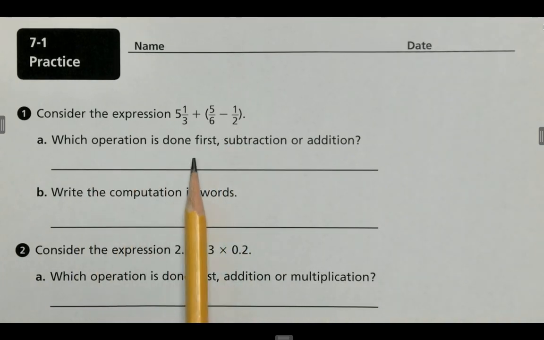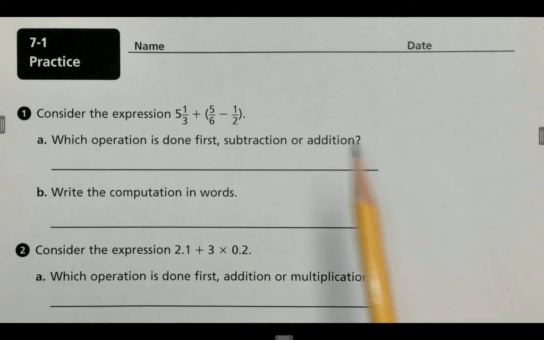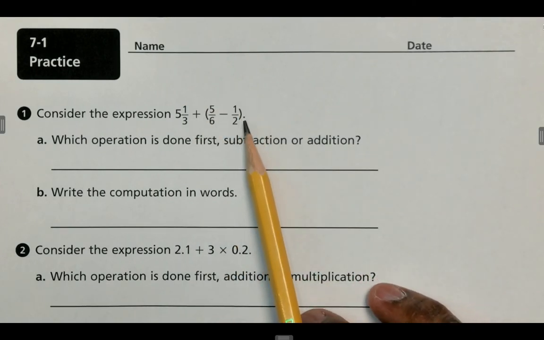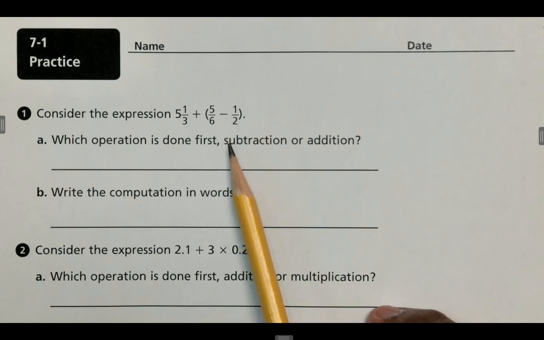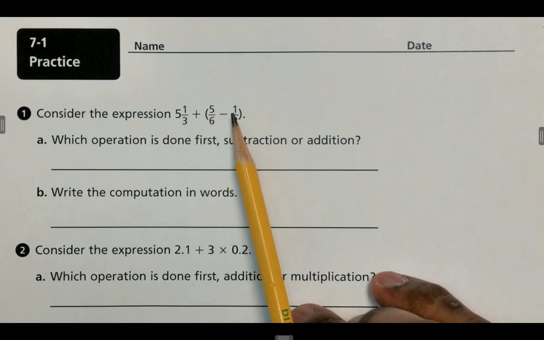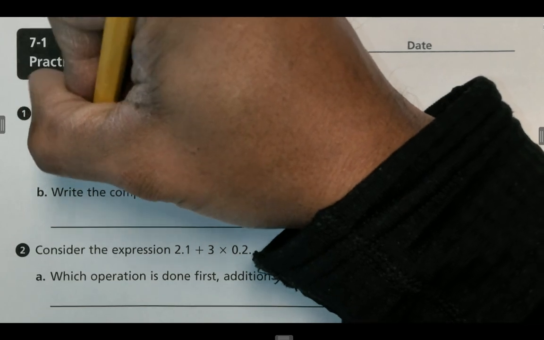Part A, which operation is done first, subtraction or addition? So if you remember the order of operations, anytime we see parentheses in an expression, we're going to do the steps inside of those parentheses first. So in this case, subtraction would come first, not because on its own it ranks higher than adding. Actually, they have an equal rank, but because it appears inside the parentheses, we're going to perform that first.